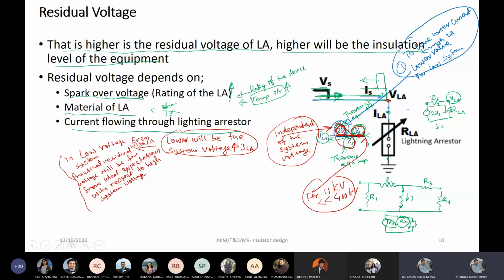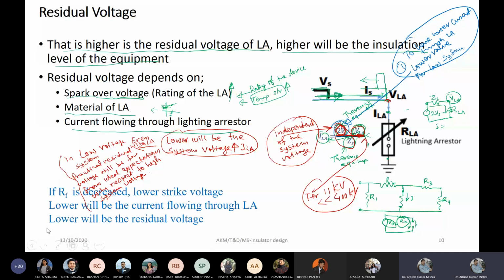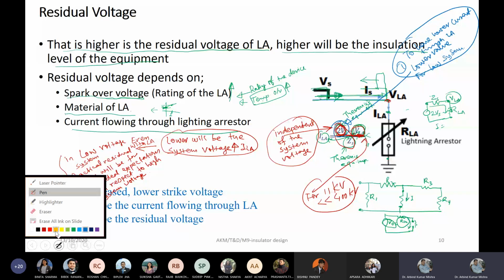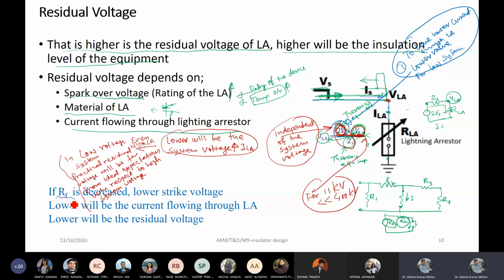So how can it be done? This can be done if we can reduce this Vs. As we discussed in the very beginning of today's class, the tower footing resistance also plays a role in the voltage due to lightning. So if we reduce the tower footing resistance, we need to give more focus to reducing it in low voltage systems.